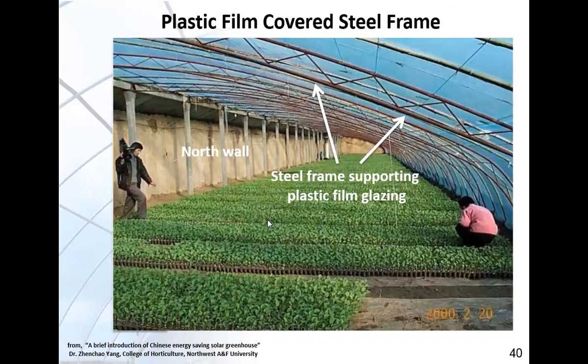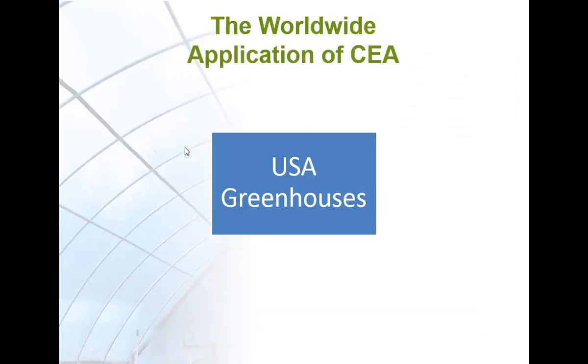Another image emphasizing the steel frame support that is holding the plastic film glazing to create the roof and the south-facing wall for light transmission, and the north wall, in this case, again, a masonry type wall insulated to absorb some of the heat during the day and release it at night. And there's no additional heating available in these greenhouses. The United States greenhouses.